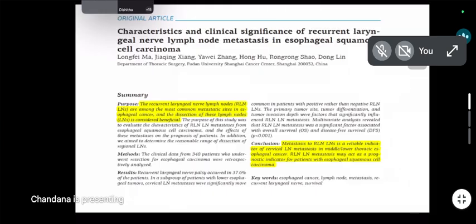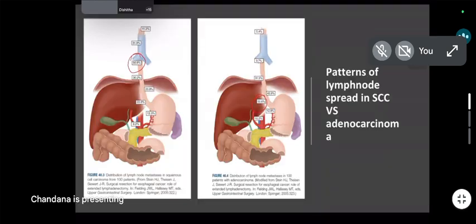So another study, on characteristics and clinical significance of recurrent laryngeal nerve lymph node metastasis in esophageal squamous cell carcinoma, showed that metastasis to the recurrent laryngeal nerve lymph node is a reliable indicator of cervical lymph node metastasis in middle and lower thoracic esophageal cancer. Recurrent laryngeal nerve lymph node metastasis may act as a prognostic indicator for patients with esophageal squamous cell carcinoma.